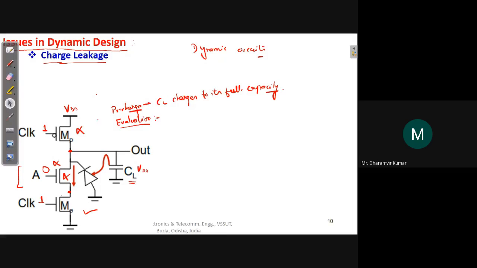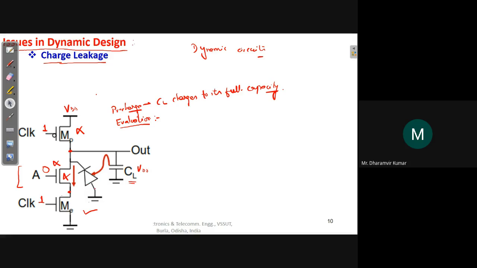Okay, so now there is a problem here. Since this NMOS is not available, whatever charge CL was having during the pre-charge phase, it should maintain that charge when the clock again changes its state from 1 to 0. But it does not happen actually. The reason for this is the leakage currents.